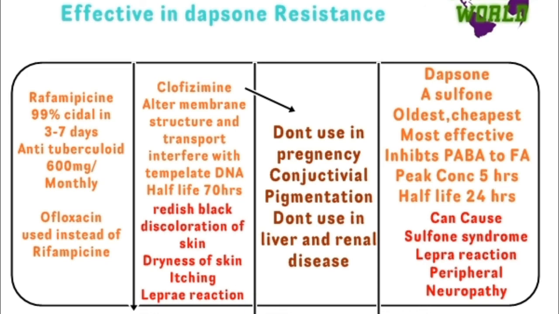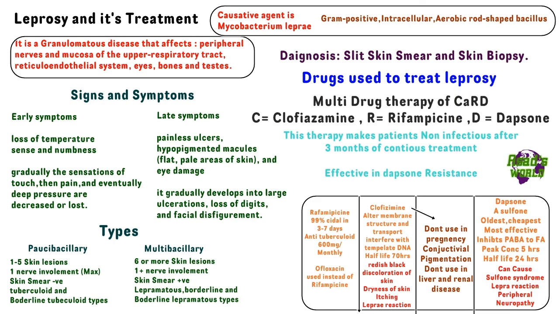So, to summarize, we have leprosy, whose causative agent is Mycobacterium leprae, a gram-positive aerobic rod-shaped bacillus. It's a granulomatous disease that affects the peripheral nerves, mucosa of the upper respiratory tract, and other areas. In early signs and symptoms, there is loss of temperature and other senses, and later symptoms you will find ulcers, hyperpigmentation and disfigurement. Types are paucibacillary and multibacillary, and the drugs used to treat are CARD: clofazimine, rifampicin, dapsone, and sometimes ofloxacin.